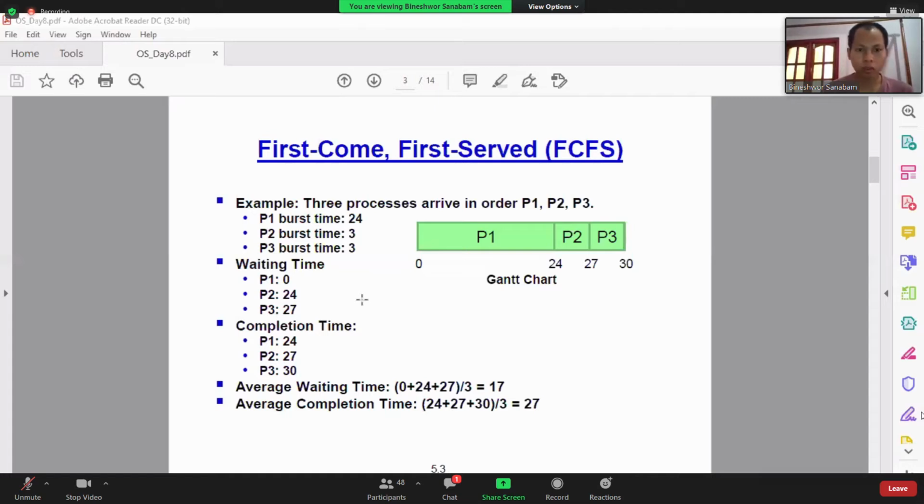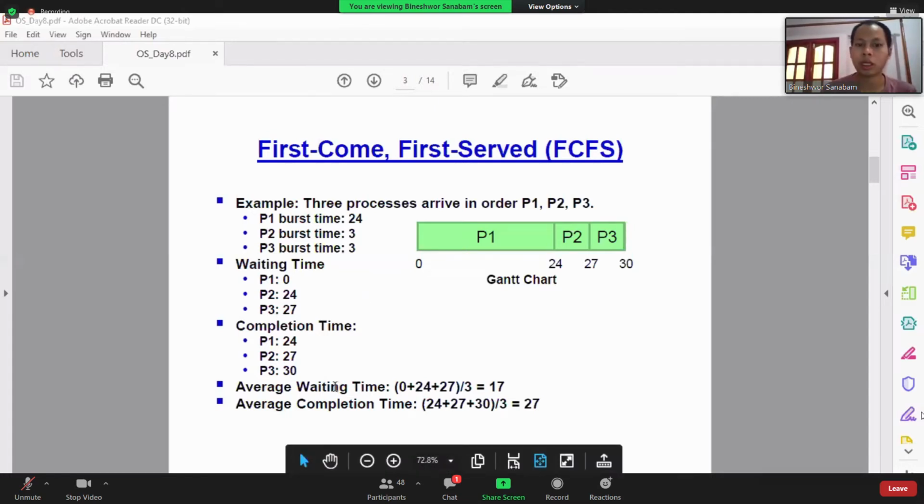Once you have the waiting time, the question usually asks you to find the average waiting time. As we know, the average waiting time is the addition of the waiting times divided by the number of processes. In this case, we have 3 processes, so we add their waiting times and divide by 3.